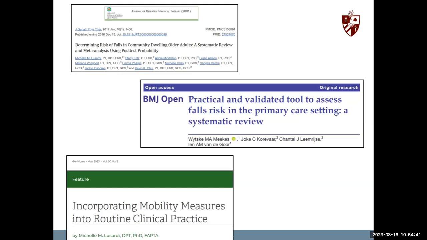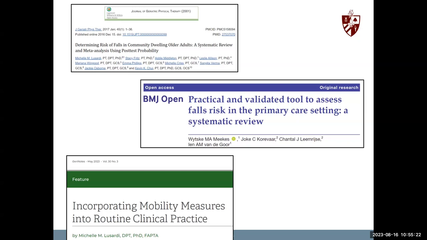The first article looks at history questions, self-reported measures, and performance-based measures used in assessing fall risk of community-dwelling older adults. The researchers calculated and compared post-test probability values for individual tests and measures. So again, what measures help identify those patients who may end up falling? Second and third articles have similar goals in identifying the most practical assessment tool for primary care measures. Sounds like a lot of our audience are community-based agencies, really working at the community-based level.